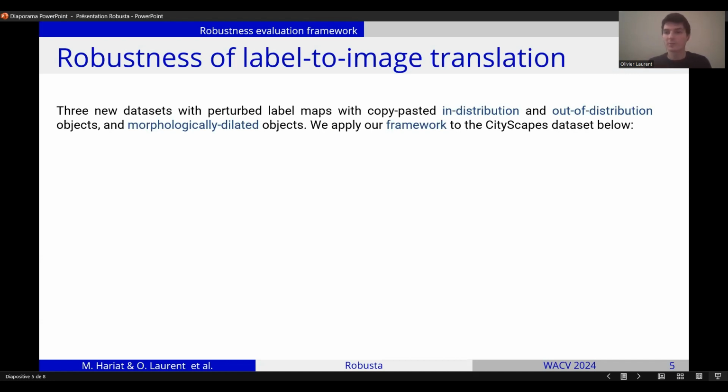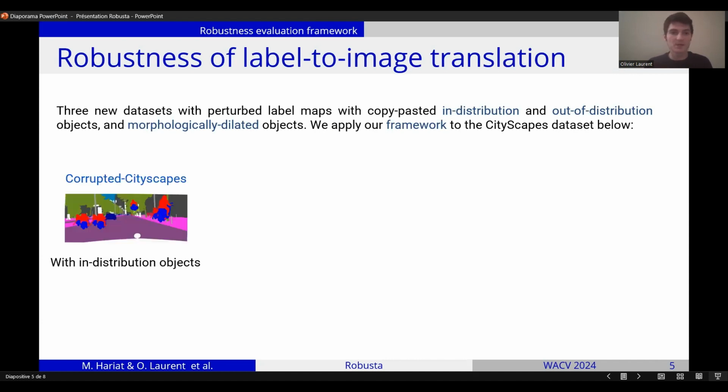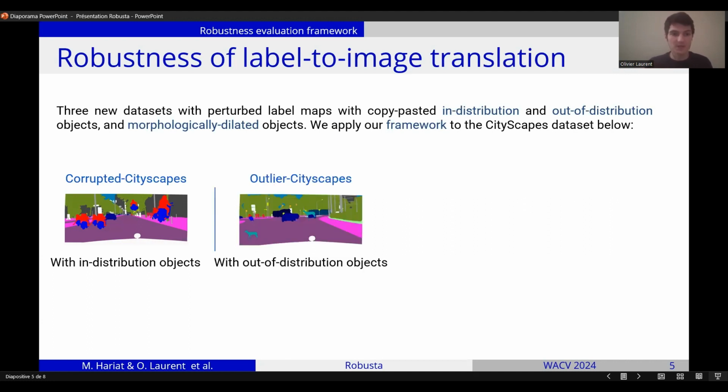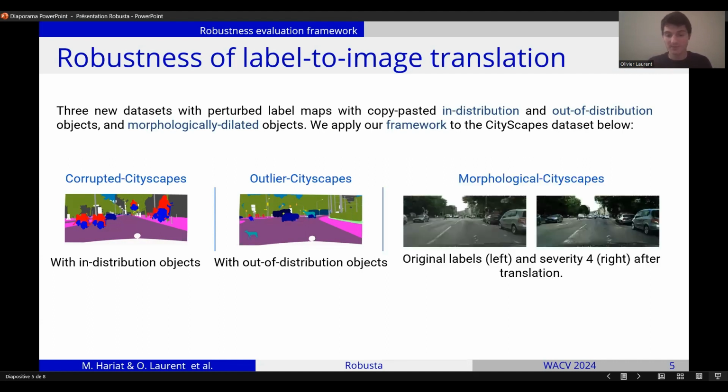And if we apply it on Cityscapes, for instance, we are going to have corrupted Cityscapes. So it's when we add in distribution objects to the label maps. We're going to have outlier Cityscapes with out of distribution objects on the label maps. And finally, morphological Cityscapes. Here you see the translation coming from the original labels on the left, and on the right, it's after this perturbation with morphological dilation. So you see that all the objects are a bit bigger.